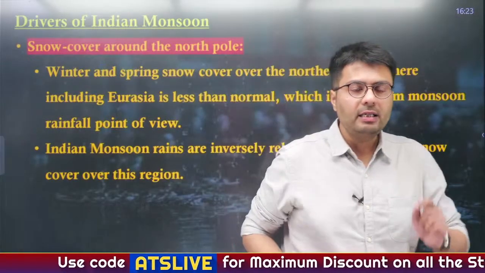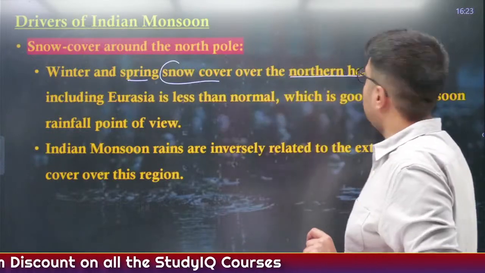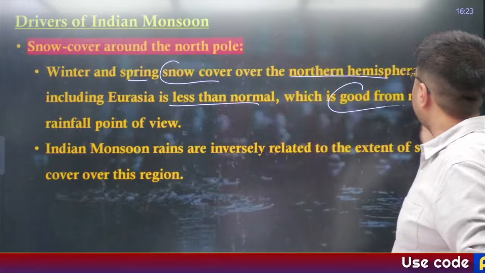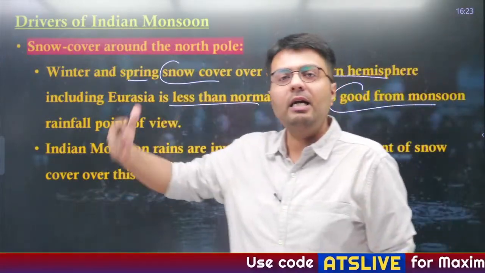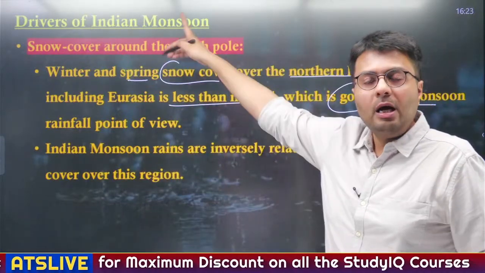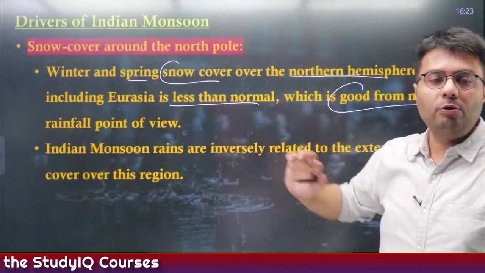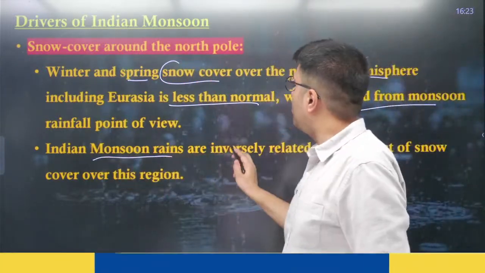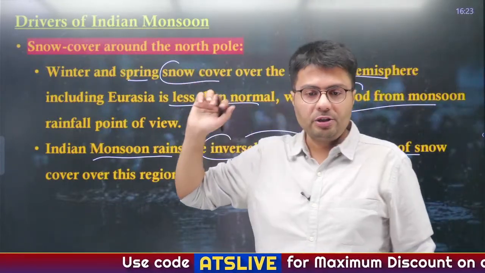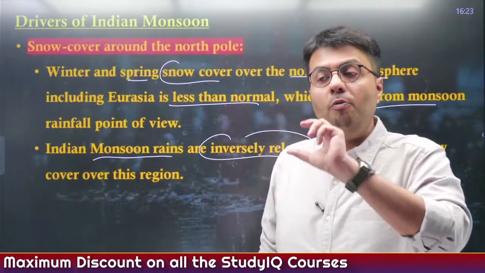Now, the third factor is the presence of snow cover in the North Pole. Winter and spring snow cover over the northern hemisphere, including the continent of Eurasia, when it is less than normal, is actually a good sign for the Indian monsoon, and it will mean that monsoon levels will be higher than usual. Whereas if the opposite happens, if there is more than normal snow cover in the northern hemisphere, specifically the northern pole and Eurasia, it will lead to less rainfall in India. So, Indian monsoon rainfall is inversely related to the extent of snow cover in the North Pole region. Understand? So, these are the three indicators based on which we can assume how much rainfall will happen in India.